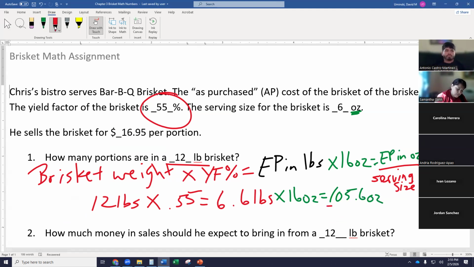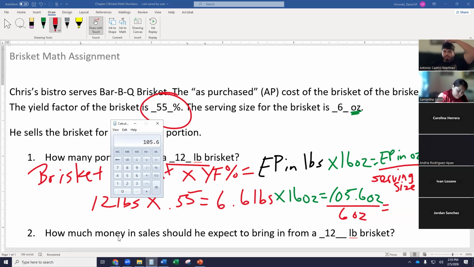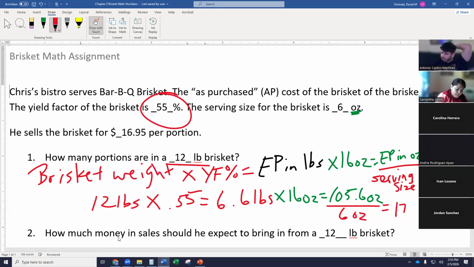And now, because my units match, I can divide by my 6-ounce serving size. And I get 17.6 servings.